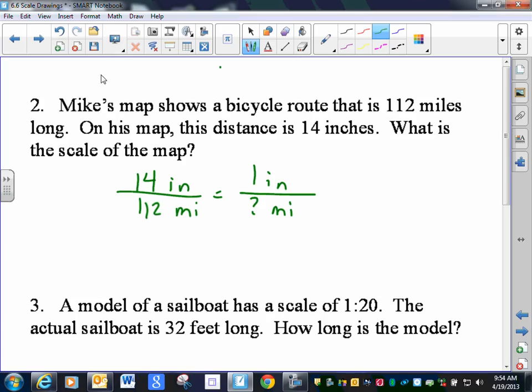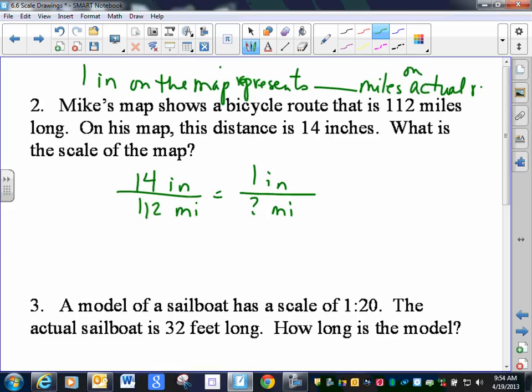So our S statement would be 1 inch on the map represents blank miles on actual route. So if you're looking at a map, that's different than actually getting on the road and going yourself. So we're going to figure out what the scale is of this map.